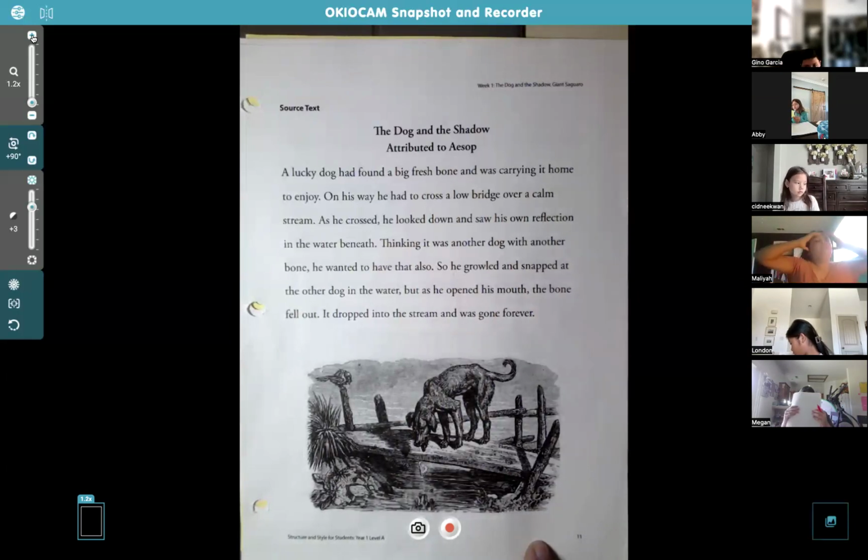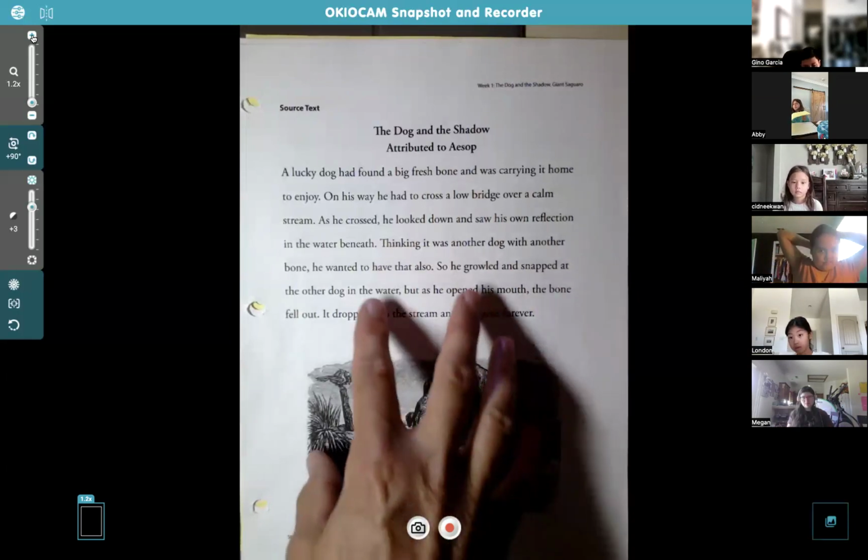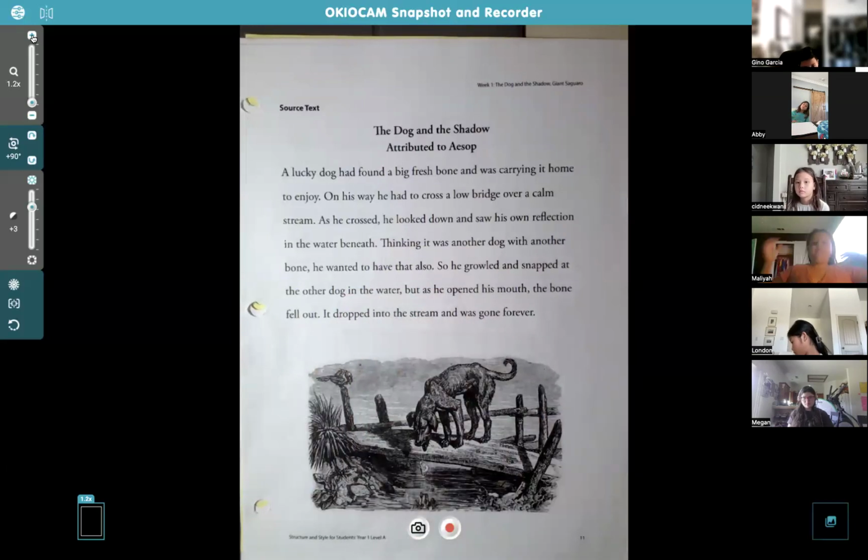This is page 11. So we're going to look at this page next, okay? Page 11, the dog and the shadow. Thumbs up if you have this page in front of you. Good, I see that. Good, good.